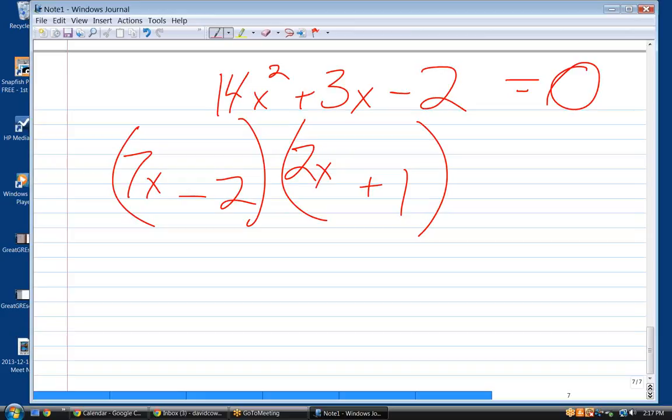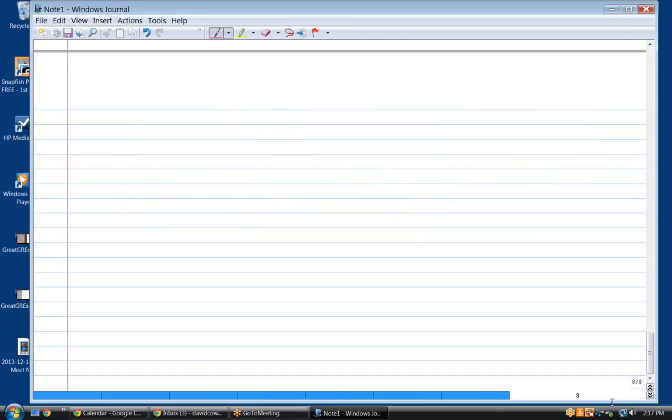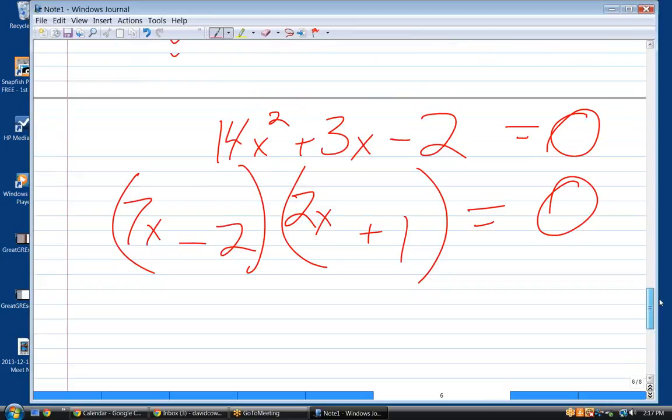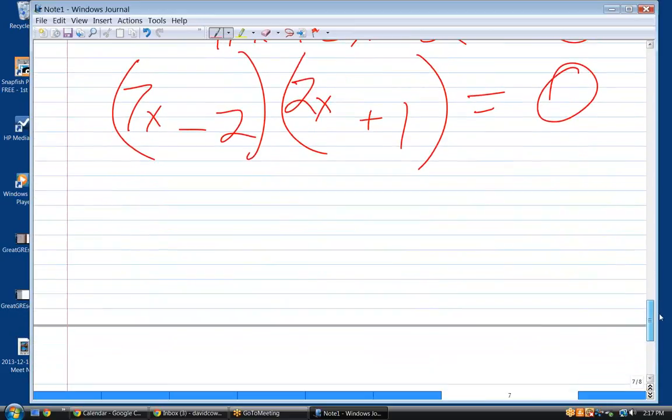Okay, so we have factored it. We haven't solved it, but we factored it. They didn't ask you to solve it, right? Yep. Okay. They did not ask you to solve it? No, yeah, they didn't ask me to solve it. It just says factor. Okay.